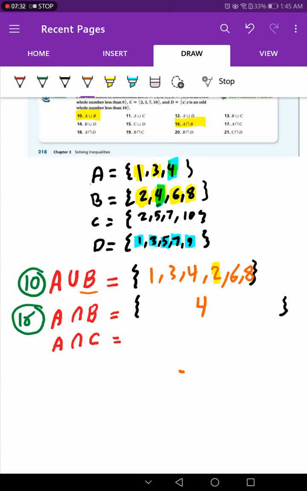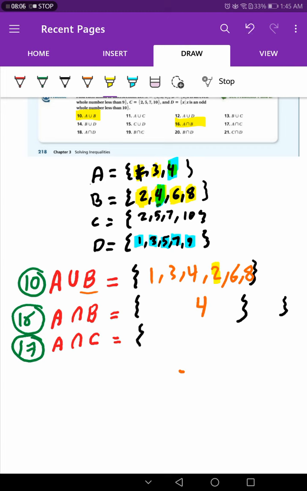Okay, so let us move to A intersect C, which is question number 17. Actually, I choose this randomly, but number 17 is not randomly. Okay, can you find the similar elements between set A and set C?